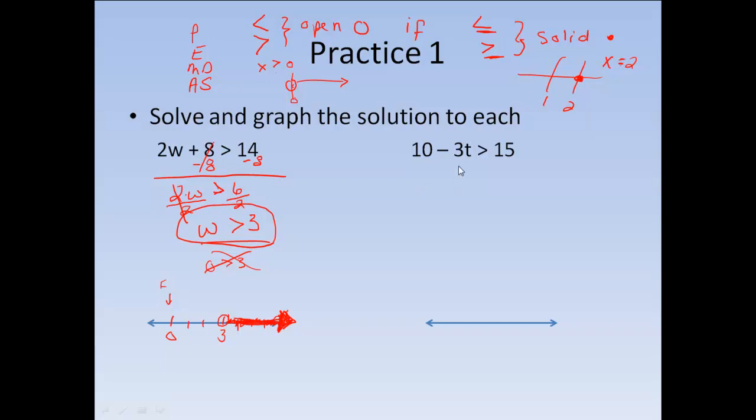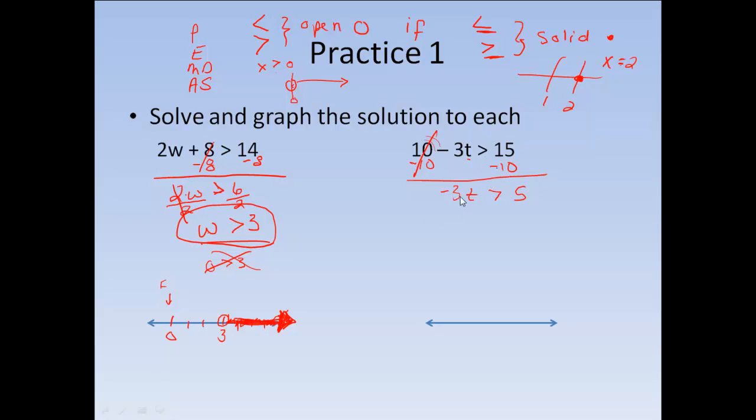Okay, the next one. Same situation here. I've got one variable, an inequality. I'm going to start by getting rid of addition and subtraction again. So I have to get rid of this positive 10 here, and I do that by doing its inverse, minus 10. And on the left side, I'm left with negative 3t is greater than 5. Now, even though we had a negative 10 here, it wasn't multiplying or dividing, so my symbol stays exactly the same way. It's only if you multiply or divide by a negative that you flip it.